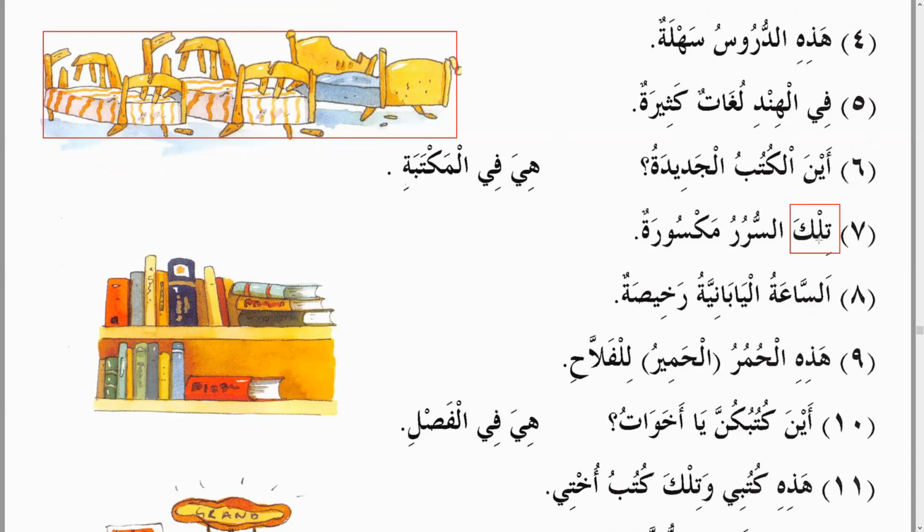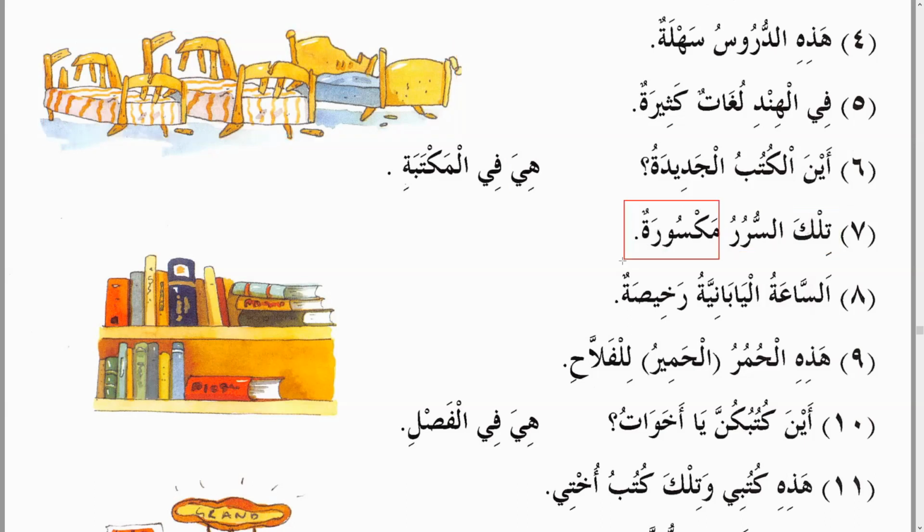Tilka means those, I mean that or those. Those because this is plural now. So we will translate it as plural. Those beds are broken. Maksuratun, maksura. This is also singular feminine again. Kullu jama muannas. Those beds are broken.